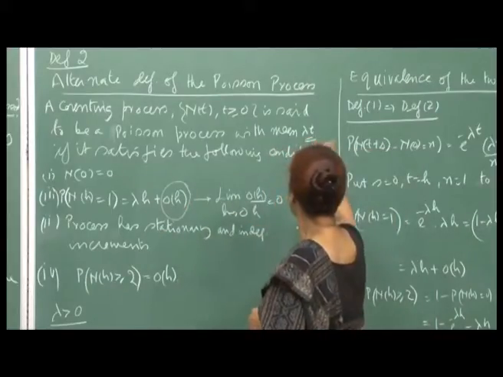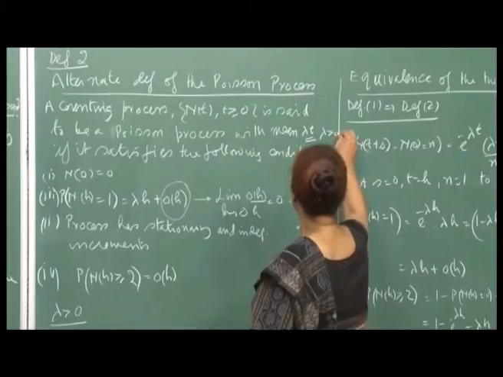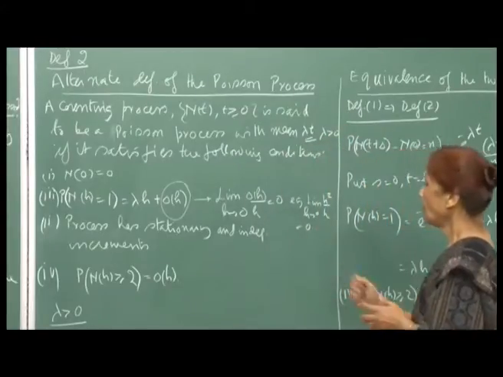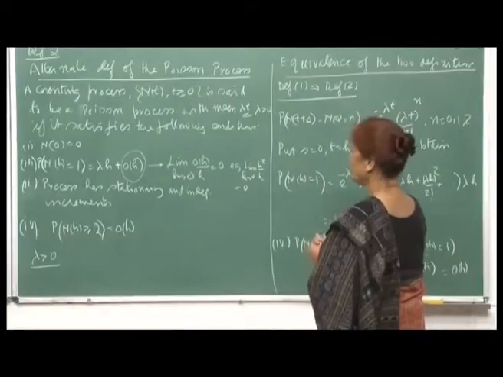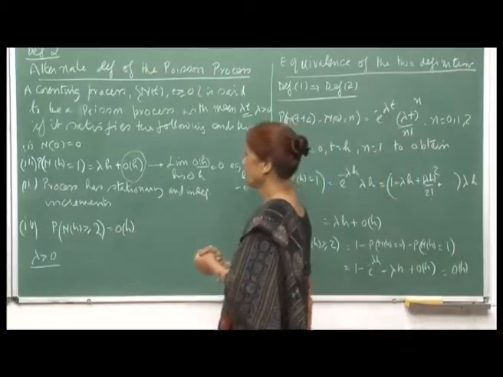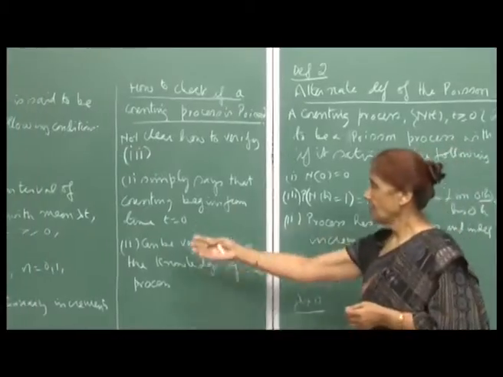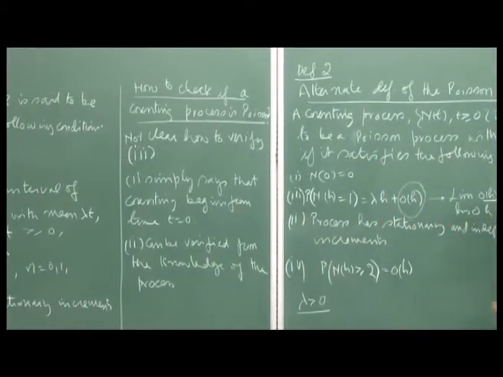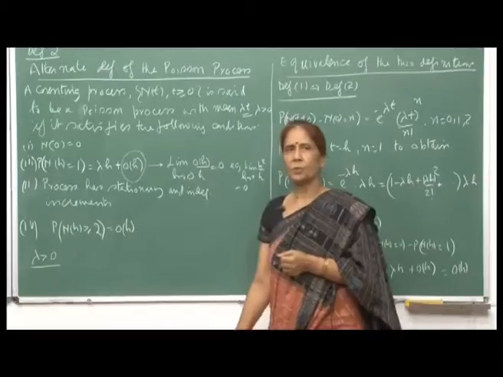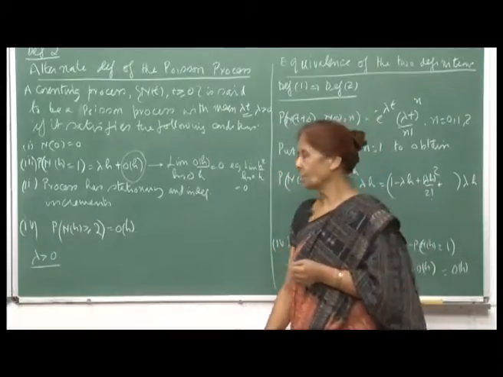When I say this, that means it is understood that lambda is greater than 0 here. So, this is the alternate definition, and let us now see that when we are saying that this also describes a Poisson process, we should be able to show that the two definitions are equivalent.